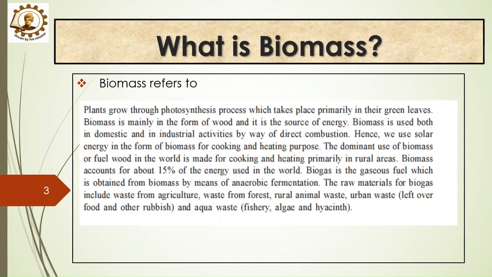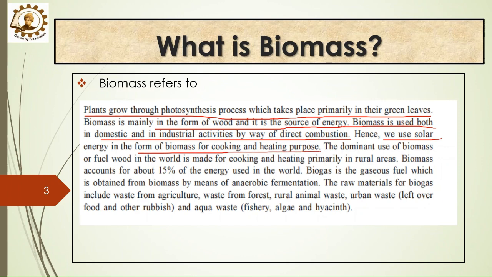Coming to what is biomass? As the word says, bio and mass. So, something that is related to organisms that use photosynthesis in order to make their food. So, plants grow through photosynthesis process which takes place primarily in their green leaves. Biomass is mainly in the form of food and it is the source of energy. Biomass is used both in domestic and industrial activities by way of direct combustion. Hence, we use solar energy in the form of biomass for cooking and heating purposes.